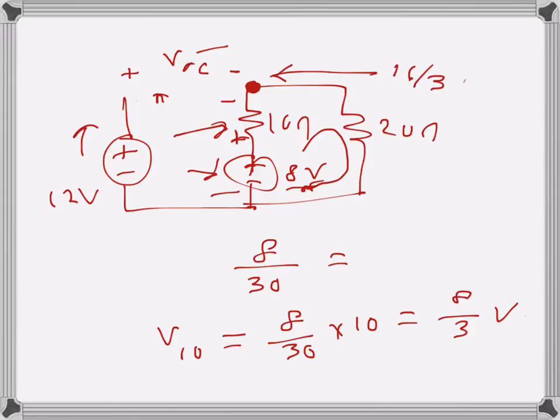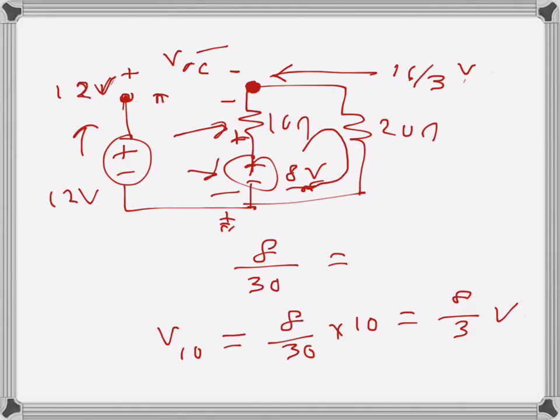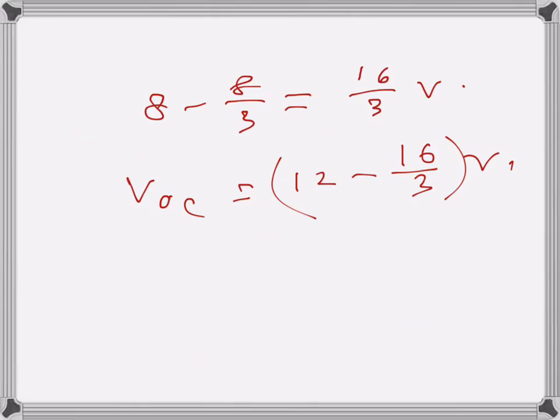For the voltage drop VOC, of course the voltage at this point is 12 volts, because that's the only rise. Of course this one is ground. So this is 12 volts and this one is 16 over 3 volts. So we can find the value of VOC. That will be 12 minus 16 over 3 volts, the voltage of this point minus the voltage of this point, which is the drop there. So that will be 36 minus 16, so 20 over 3 volts. That's the open circuit voltage, which is V Thevenin.